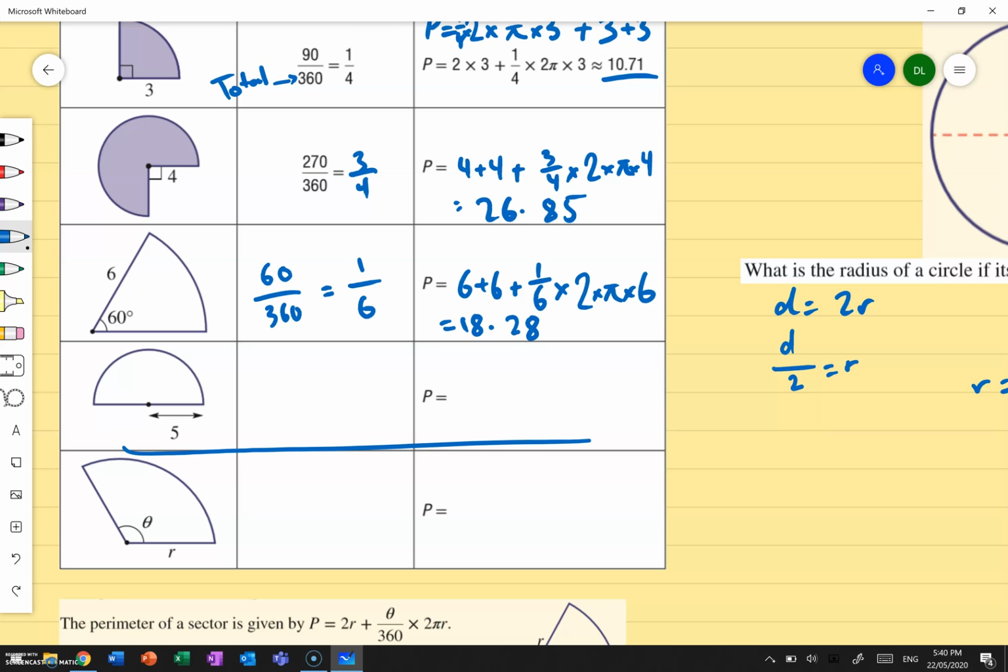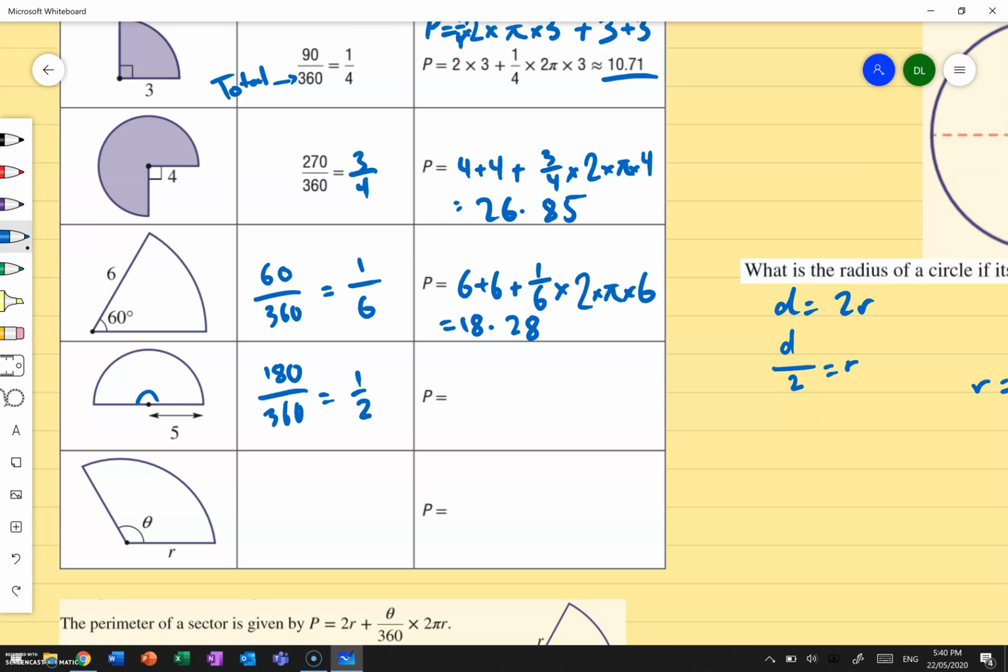I want you to give this one a go. Pause the video now and then give it a go. Okay, I'm assuming you've paused the video and given it a go. Let's go ahead and do it. So that's a total of 180 degrees because it's a straight line. So 180 over 360, and that gives me a half. So we're looking for half, right?